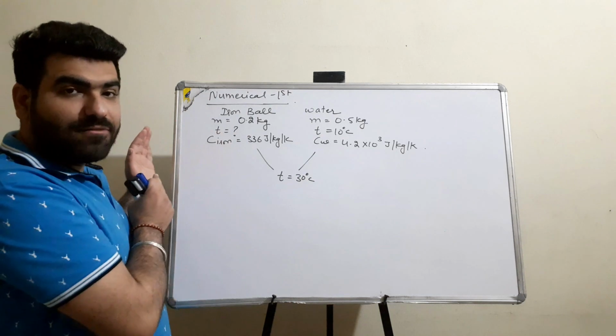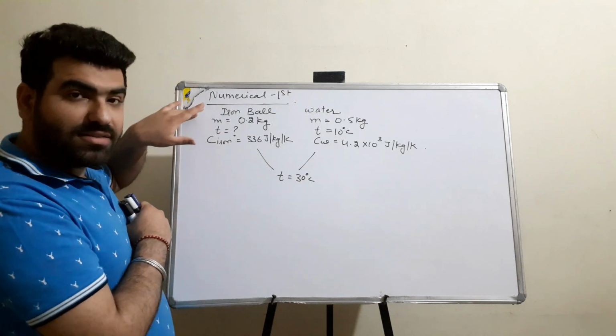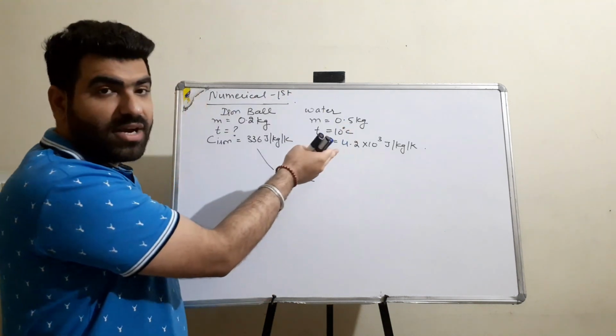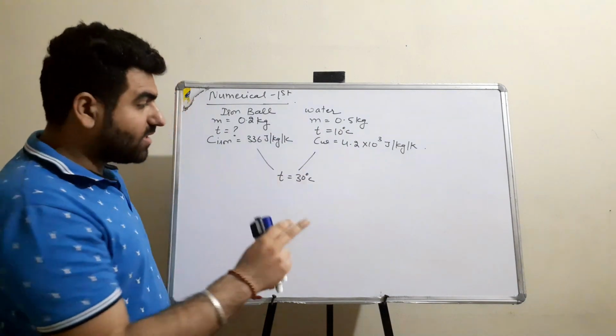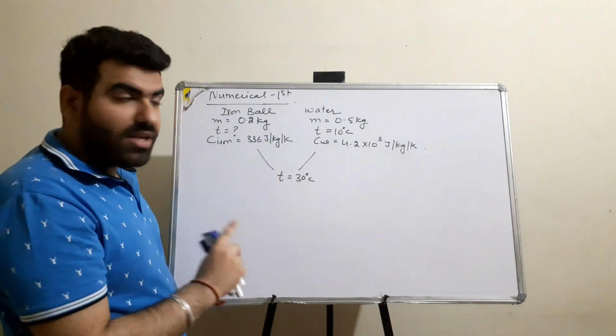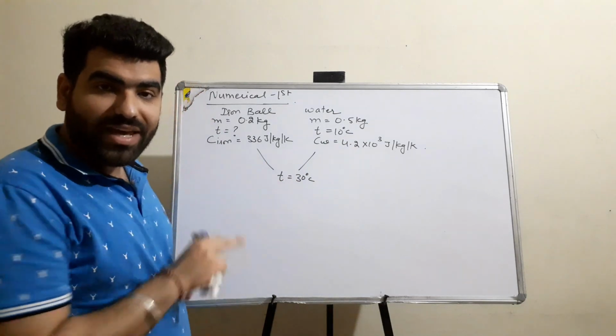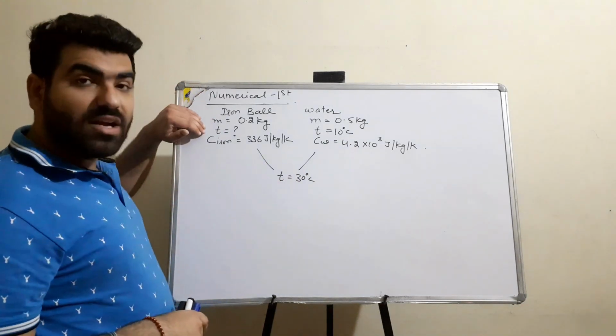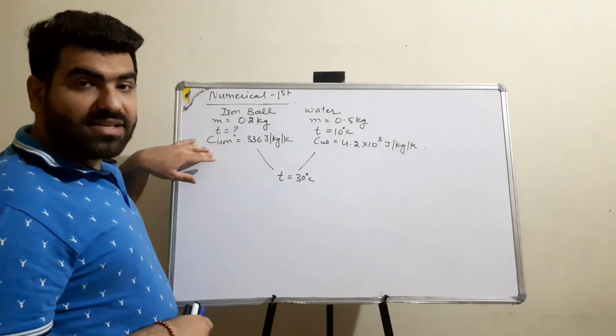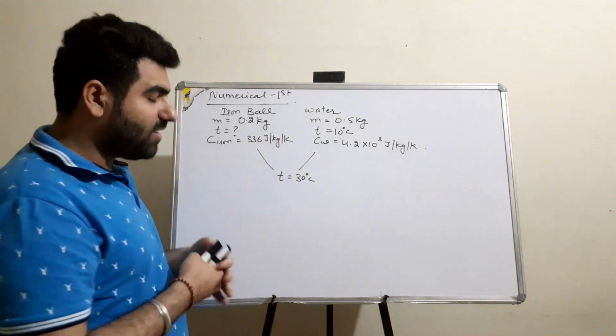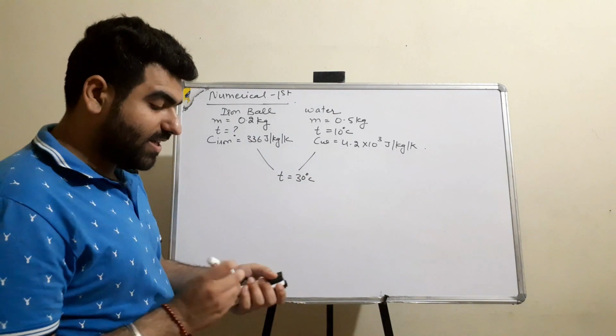On one side we'll have to write all the things about that substance and on the other side we'll have to write all the things about the other substance. This is the final temperature that they both will acquire when the thermal equilibrium is established. So we'll have to find out T. This is the specific heat capacity of iron given and that is the specific heat capacity of water given.